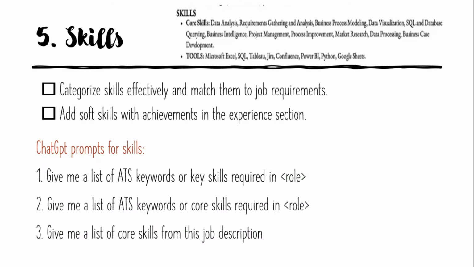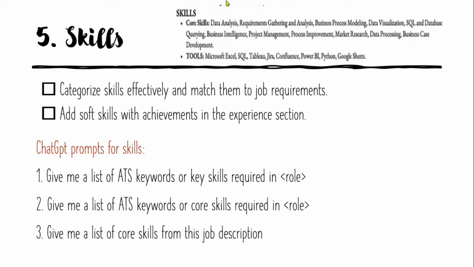Next important section is skills. You have to categorize the skills effectively and match them to the job requirements. You have to add soft skills with achievements in the experience section. You can even use ChatGPT prompts for getting the correct skills. You can use prompts like, give me a list of ATS keywords or key skills required in a particular role you are interested in, like data analyst or Power BI analyst. Or give me a list of core skills for this job description. You have to mention the job description here. So you can use all these ChatGPT prompts for getting the correct skills.